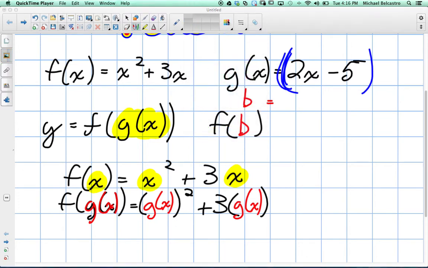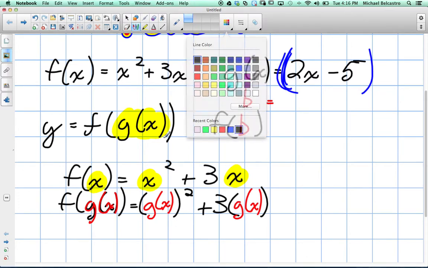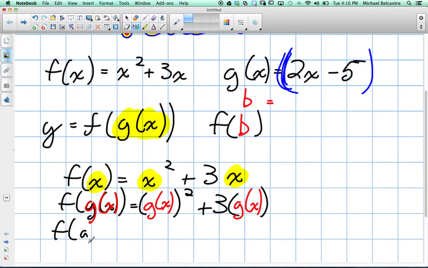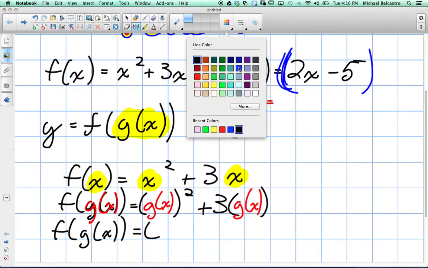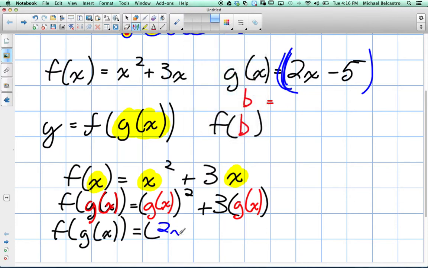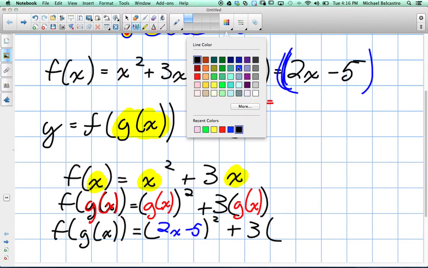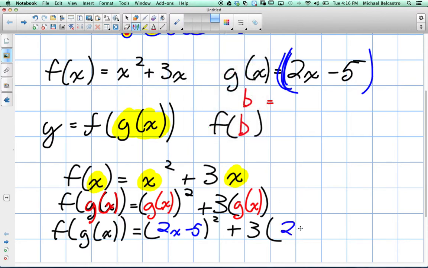Okay, so we're going to replace that part. So we get f at g at x is equal to, and now we're going to replace the g at x with our 2x minus 5. Okay, so our brackets are still around that, and it's still to the power of 2, plus 3 multiplied by, and again, that linear function we put inside, 2x minus 5. Does that make sense so far? Okay, good.